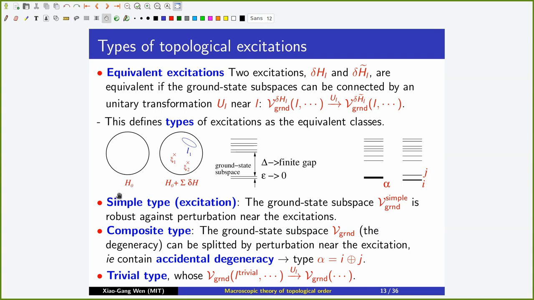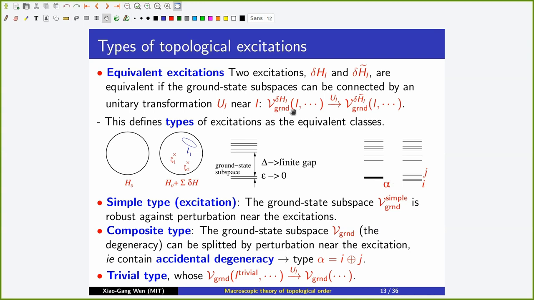we miss something. There's a simple type and a composite type, which is actually a very, very important concept. But somehow in the physical theory of quasiparticles, we kind of overlook this distinction. So let me try to explain, this is actually a very important concept, simple and composite. So what is the concept?